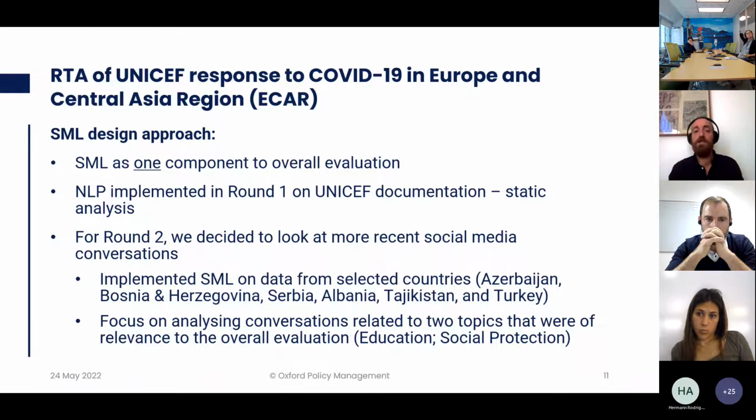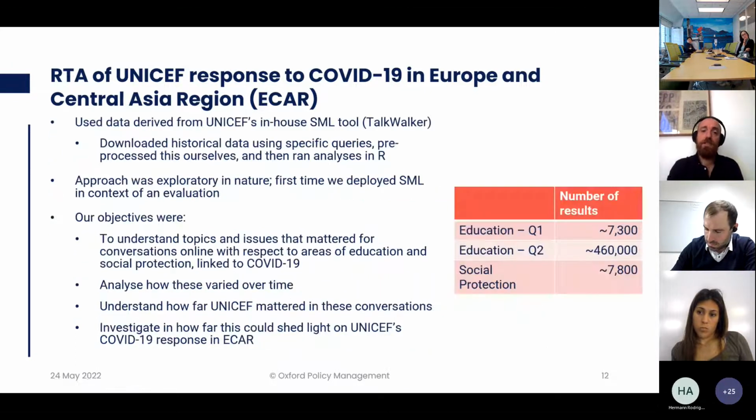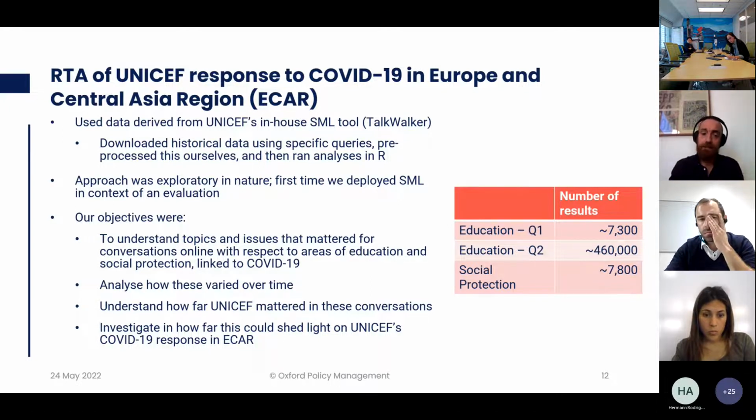social media conversations in a selected set of countries on a selected set of topics. We looked at education and social protection. And the way that we did this was that we used UNICEF's in-house social media listening tool, which is TalkWalker, right? So we gained access to TalkWalker, and we used TalkWalker to download historical data over a certain period of time on specific topics. We pre-processed that social media data and ran analysis in R.